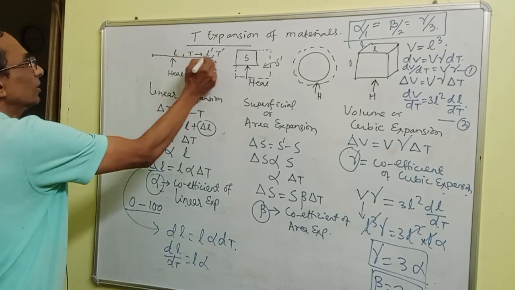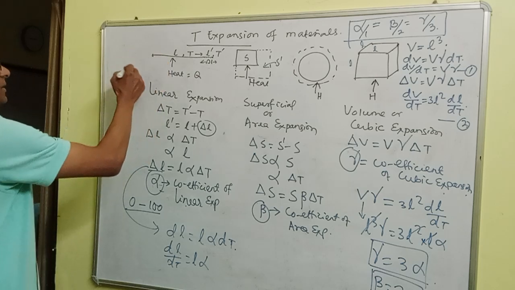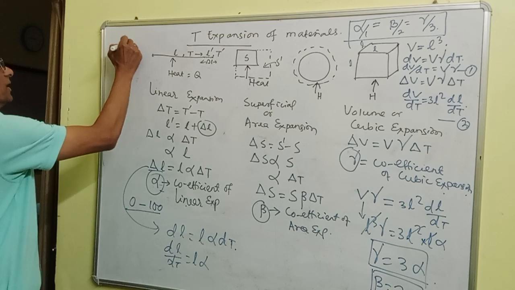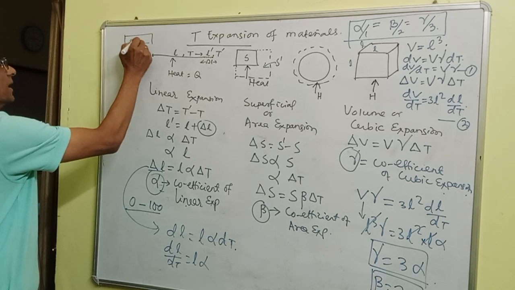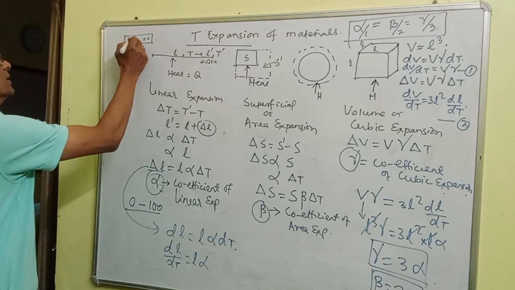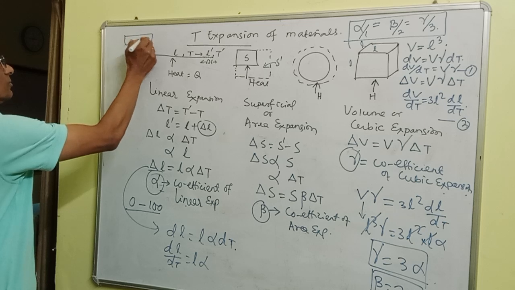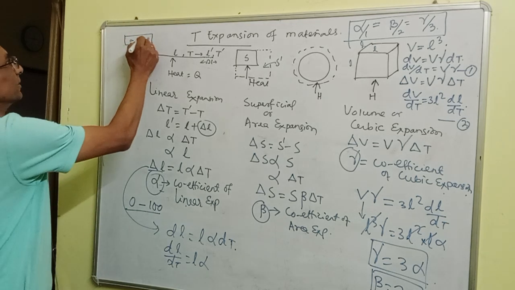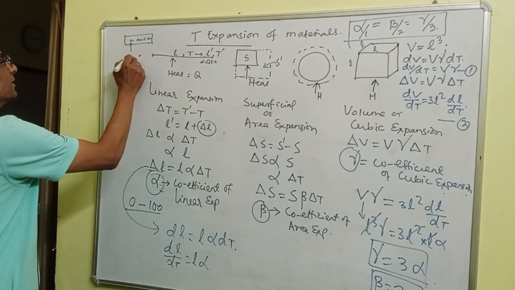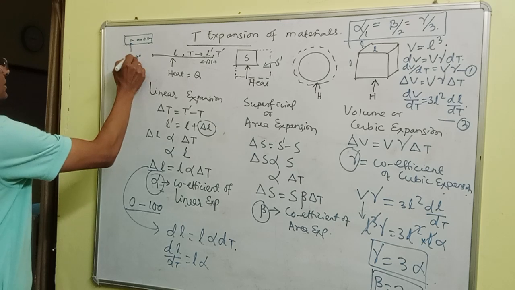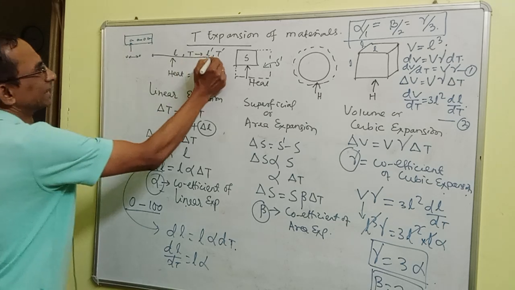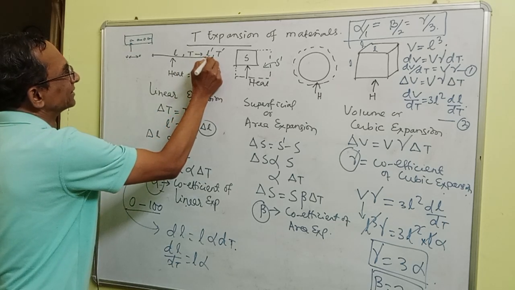This was a thin rod. This expansion happened because, once heat is given, this material, which is made up of molecules, has its molecules start vibrating at higher velocities. Hence, the intermolecular distance between them is increased during the process. Once the intermolecular distance is increased, there is an increase in length.